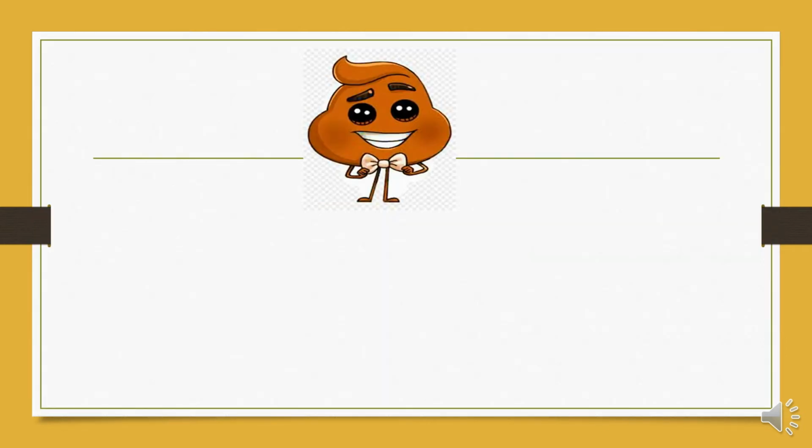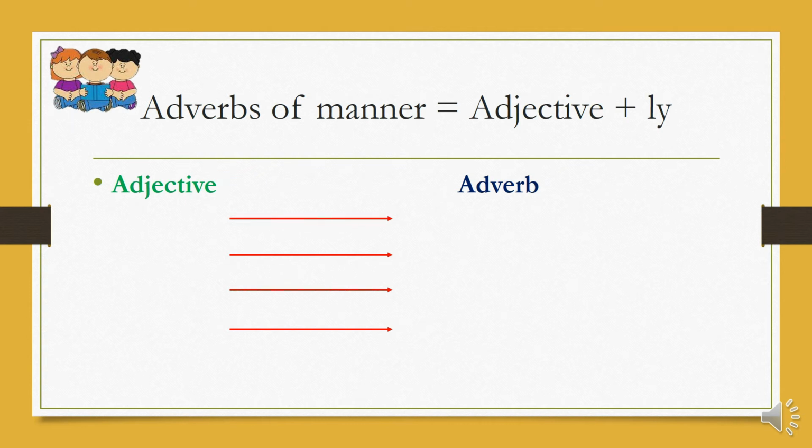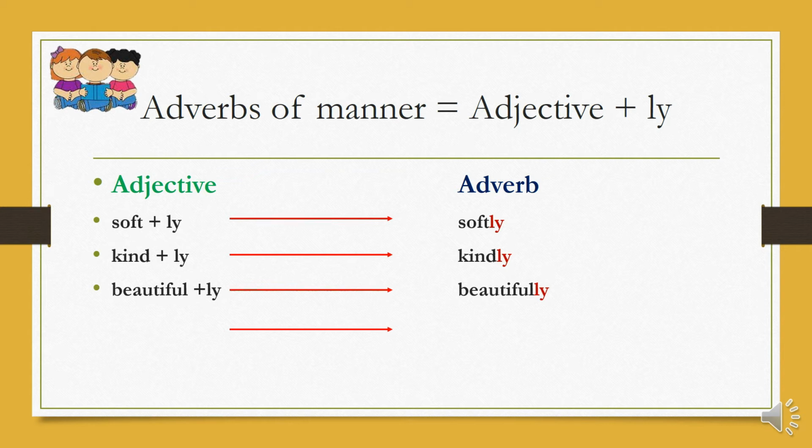Now we are going to learn how to form adverbs of manner. To form adverbs of manner, we usually add ly to the adjective. Look at the first one. The adjective soft becomes softly by adding ly. The adjective kind becomes kindly by adding ly. The adjective beautiful becomes beautifully by adding ly. The adjective noisy becomes noisily by adding ly.